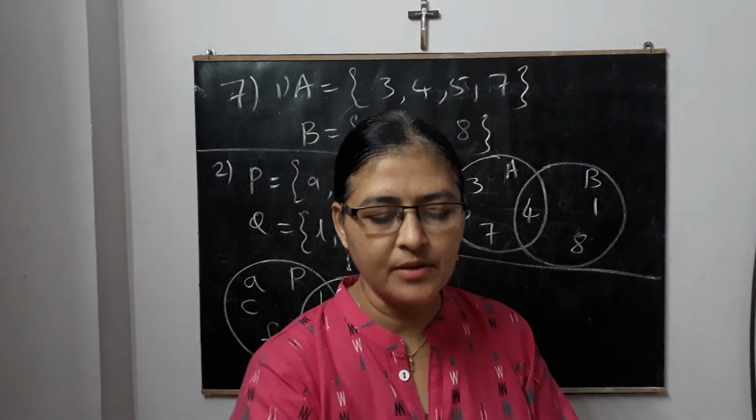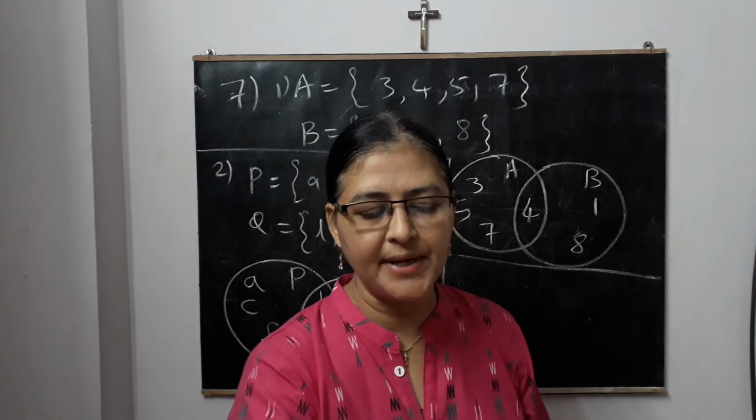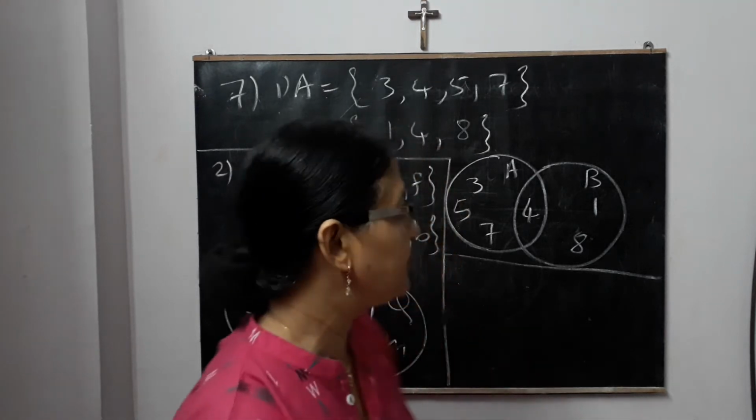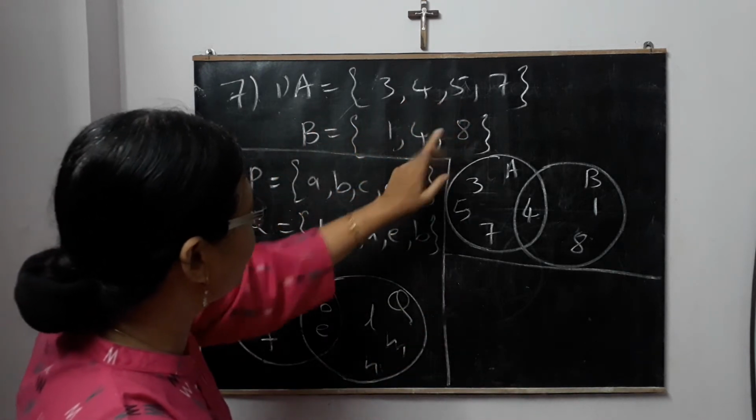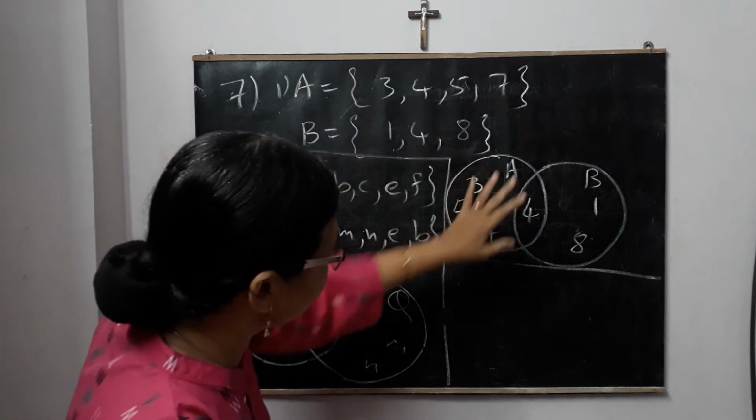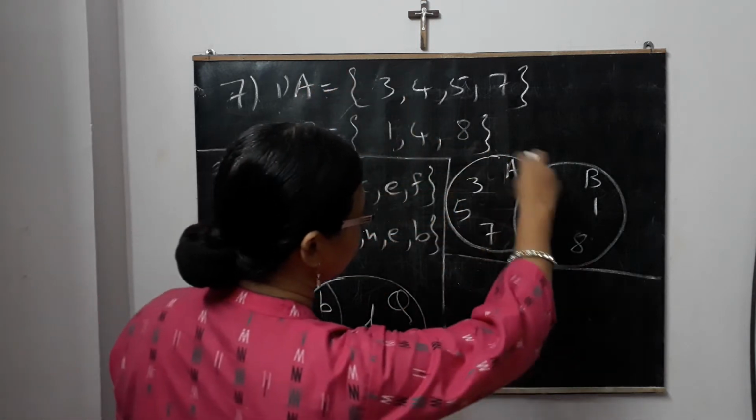To the seventh question: represent the union of two sets by Venn diagram for each of the following. See, the first one is given: A is the set {3, 4, 5, 7}. B is the set {1, 4, 8}. How to represent and show them by the Venn diagram? So two circles we have shown.